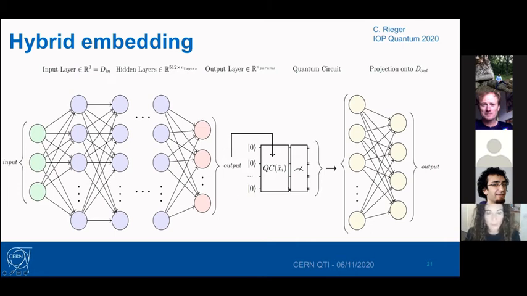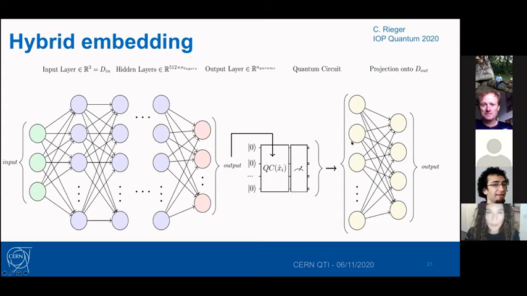I mentioned the standard classical embedding uses a multi-layer perceptron with 10 hidden layers, each one of them with 512 nodes. We match this to a quantum circuit, then we read out the quantum circuit output, and we just use an additional layer to rescale to whatever dimensionality is needed.